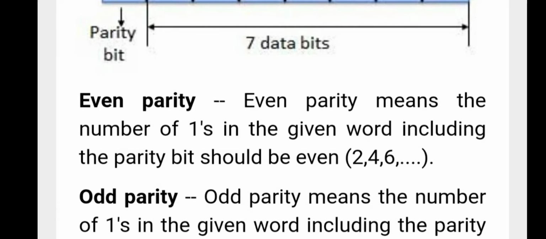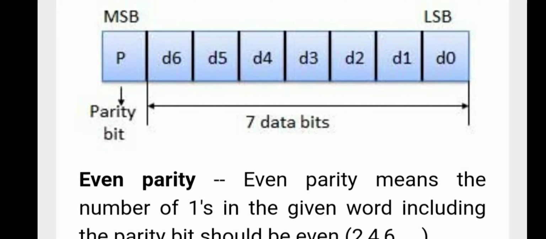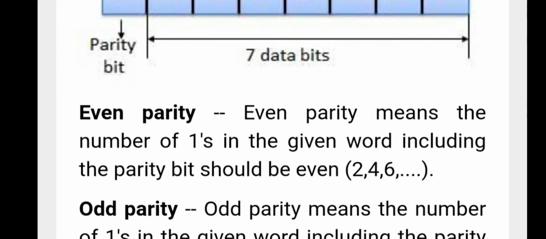Even parity. What is even parity? Even parity means the number of ones in the given word, including the parity bit, that is, among the whole 8 bit word, how many ones are there. If the number of ones is even, that is 2, 4, 6, 8, 10, 12 and so on, then that is called even parity.